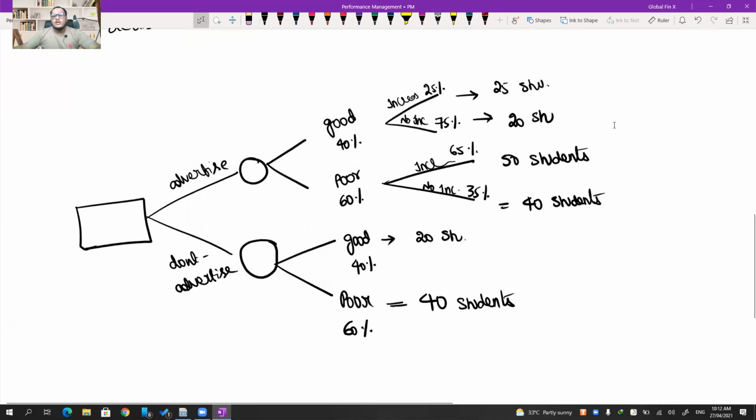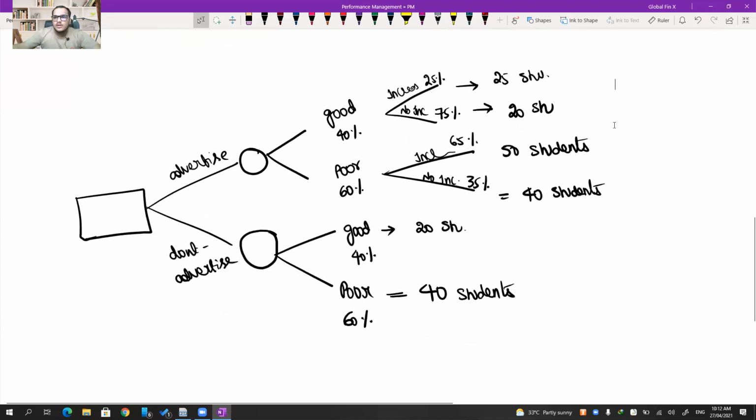Okay. So this is your decision tree. What is the chart? So 0? Not 0. In any situation you are not in a position where you have no students at all. Anyways, so this is the decision tree that we have drawn.